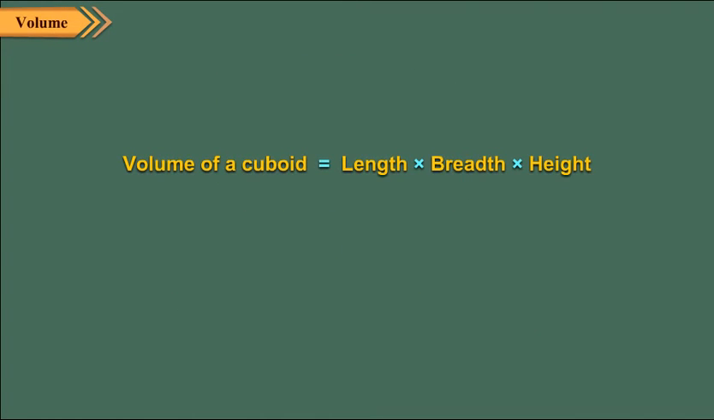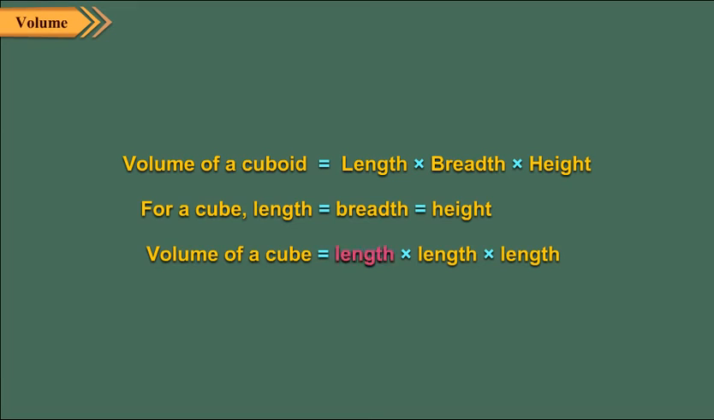We see that volume of a cuboid is the product of its length, breadth and height. We know that in case of a cube, length, breadth and height are equal. So volume of a cube is equal to length into length into length.